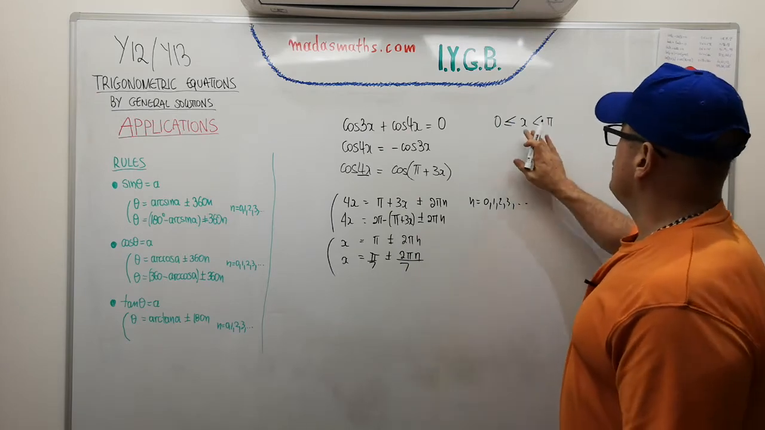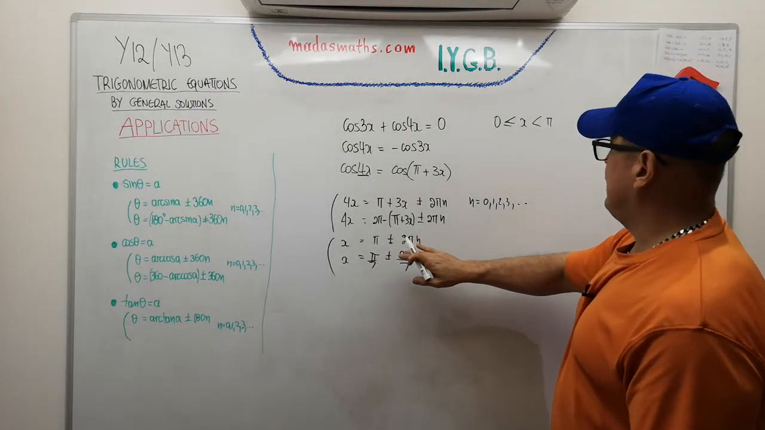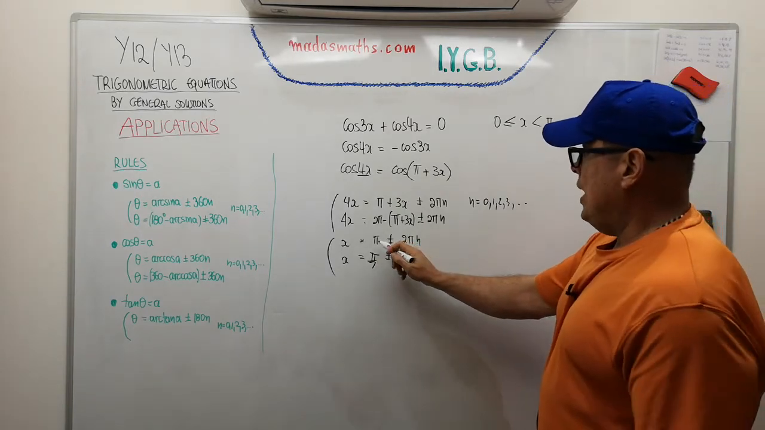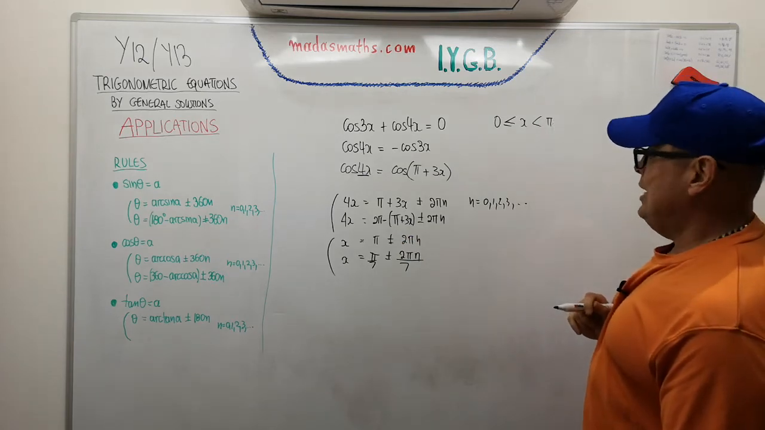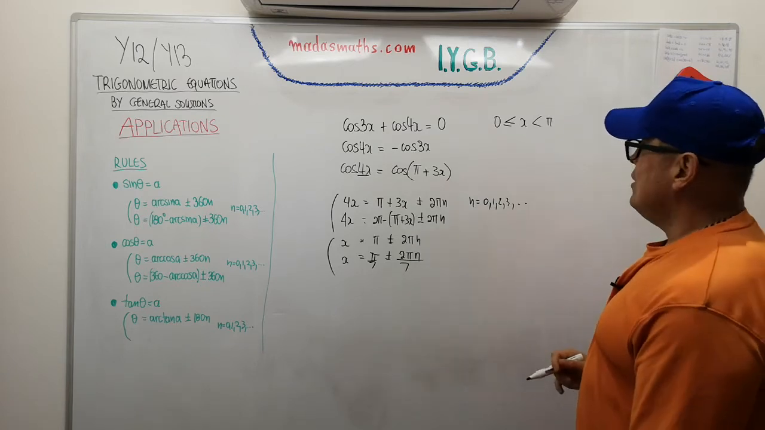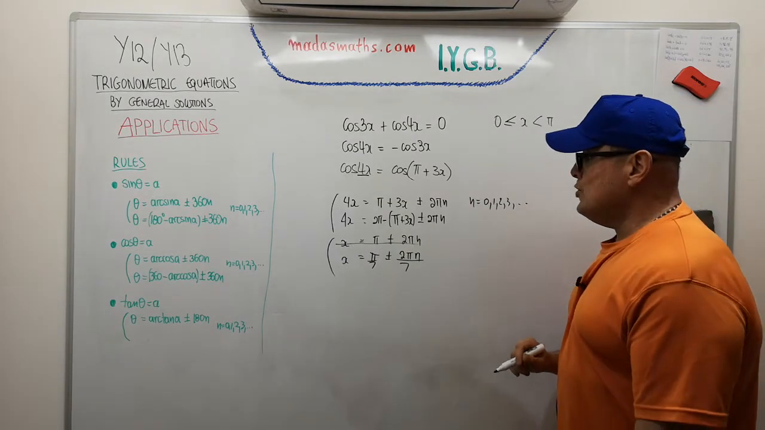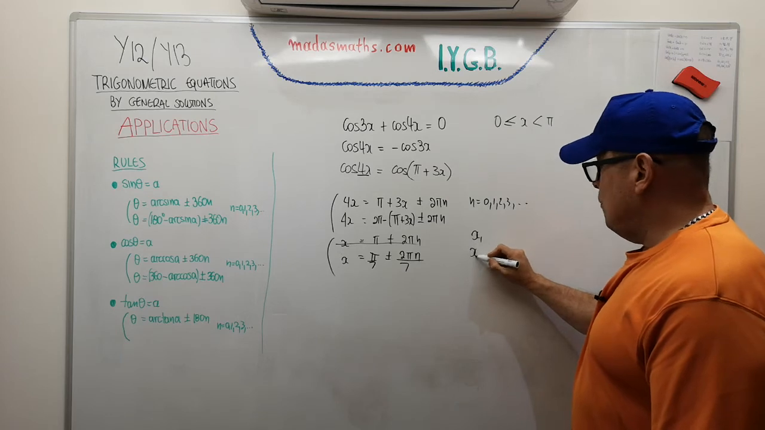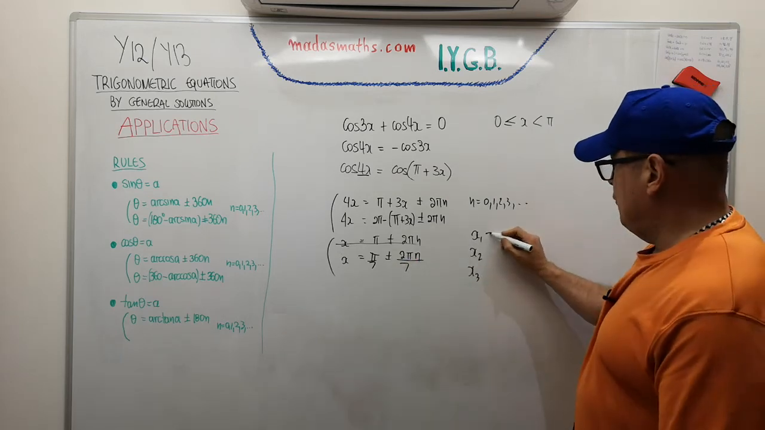And I can pick up my solutions for this interval. Looking at the first equation, I've got pi, which I'm not allowed to have because x cannot be equal to pi. Definitely I cannot add 2 pi, and I cannot subtract 2 pi because I'm going to go negative. So this particular line does not produce any solutions for this interval. However, the other one will produce maybe 2 or 3. So pi over 7 is okay.